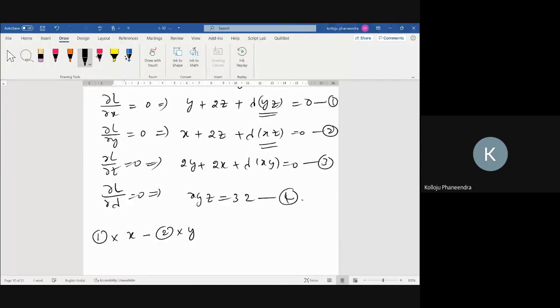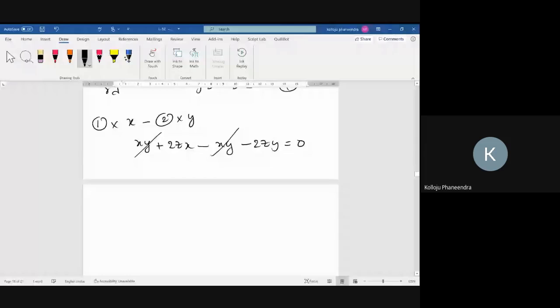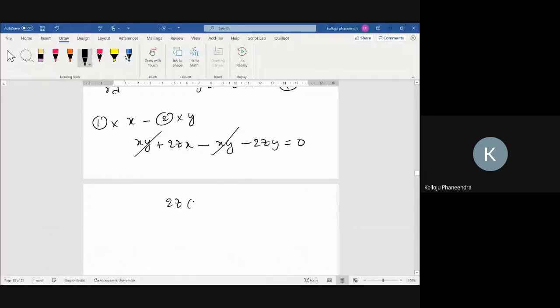What does this become? See, xy plus 2zx, right? And if I subtract, lambda xyz gets cancelled. Minus 2 into y, this is minus xy, and minus 2zy equal to 0 you will get, right? Therefore these two also get cancelled. And what is common here? 2z is common. X minus y equal to 0. Why? Because a dimension cannot be 0, z not equal to 0. Therefore x equal to y. One condition over.